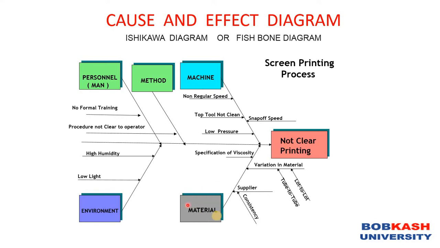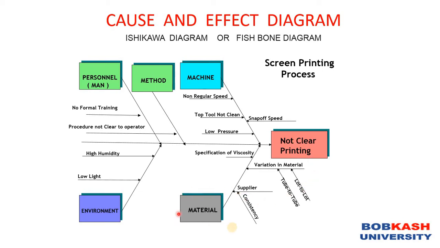What are the problems under material? Specification of viscosity is not clear. This could be one reason. There is a lot of variation in the material from lot to lot. The lot supplied by one supplier is different, and the lot supplied by a second supplier has a lot of difference. So this could also be one of the causes of the effect of not clear printing.